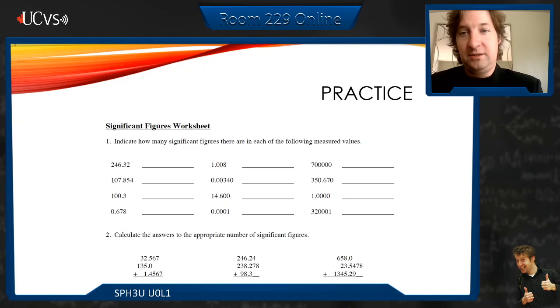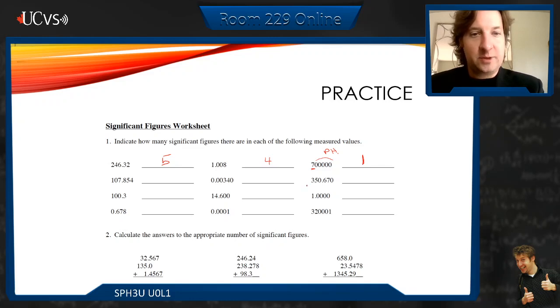246.32. All these digits matter. So it's 5 significant digits. Okay, 1.008. These zeros are between non-zeros, so they matter. So this has 1, 2, 3, 4 significant digits. This one here, these zeros only tell us that it's in the hundreds of thousands. So this number only has 1 significant digit. There's 1 actual piece of measurement data. The rest of them, these are all placeholders. Okay, they don't matter.